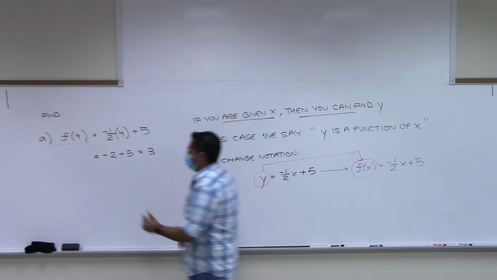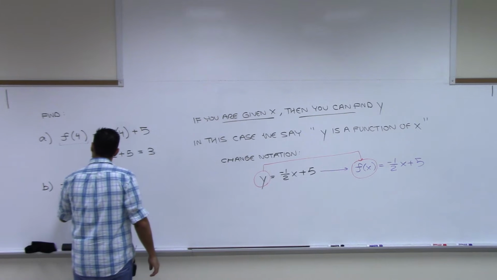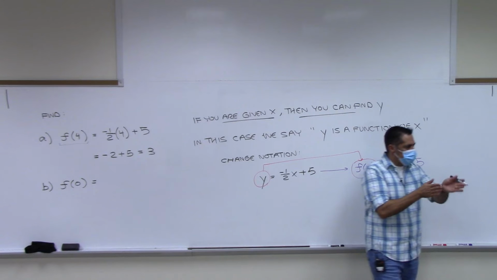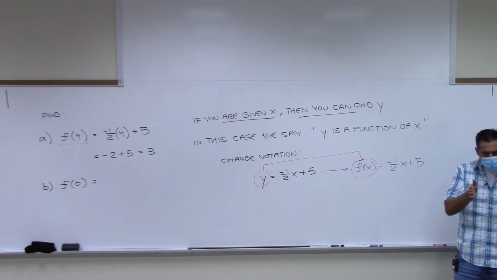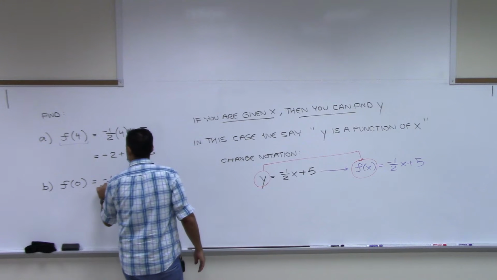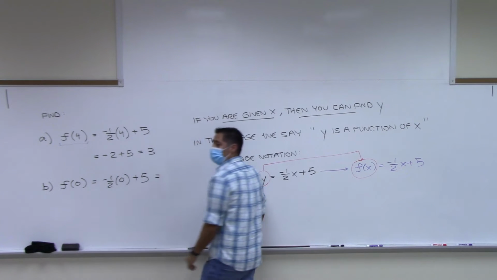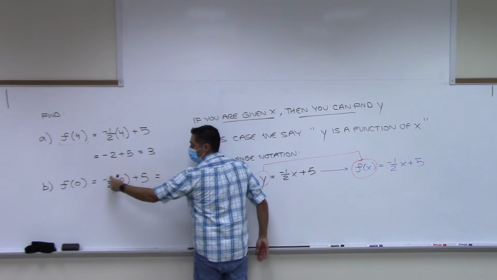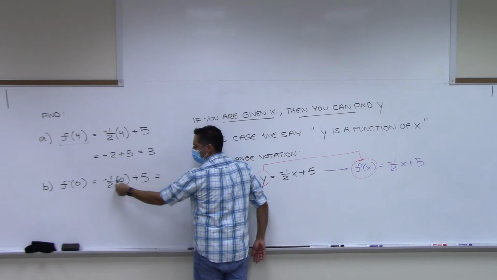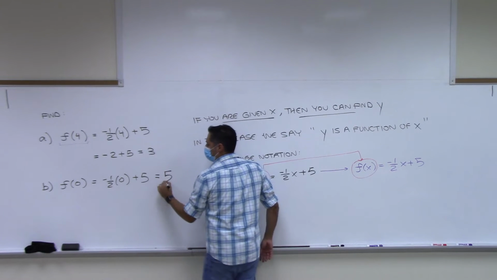All right, how about this one? F of 0. That means you're going to put x is 0, right? You're going to replace the x with 0. So negative 1/2 times 0 plus 5. What does that equal? This is going to be 0, right? Half, 1/2 times 0 is 0. But then what? Plus 5, so you get 5. Okay?